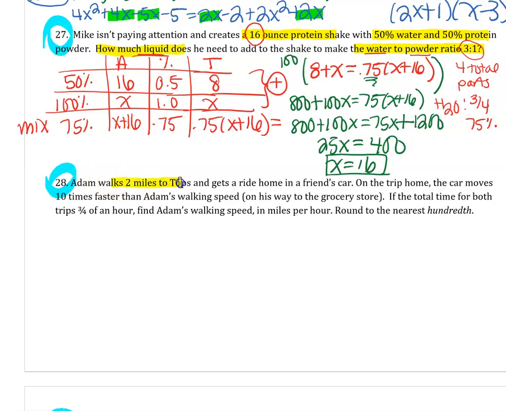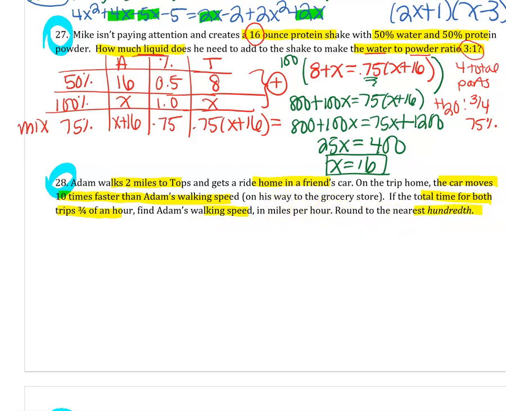So Adam walks 2 miles to Tops and gets a ride home in a friend's car. On the trip home, the car moves 10 times faster than Adam's walking speed. If the total time for both trips is 3/4 of an hour, find Adam's walking speed in miles per hour and round to the nearest hundredth.